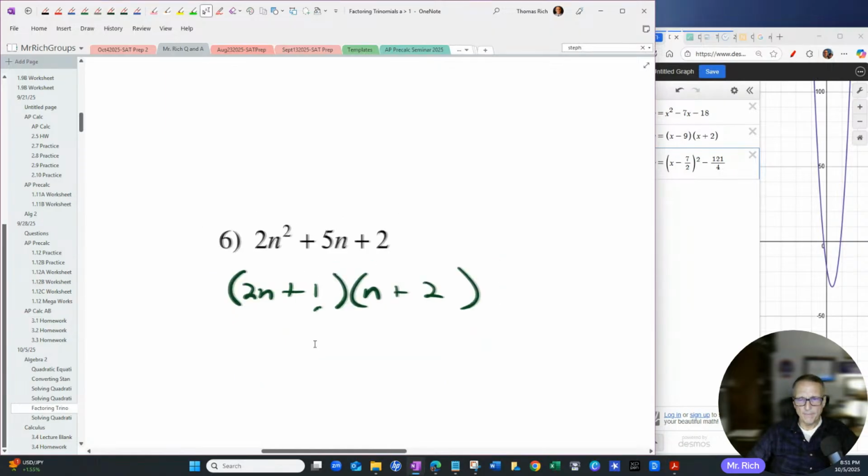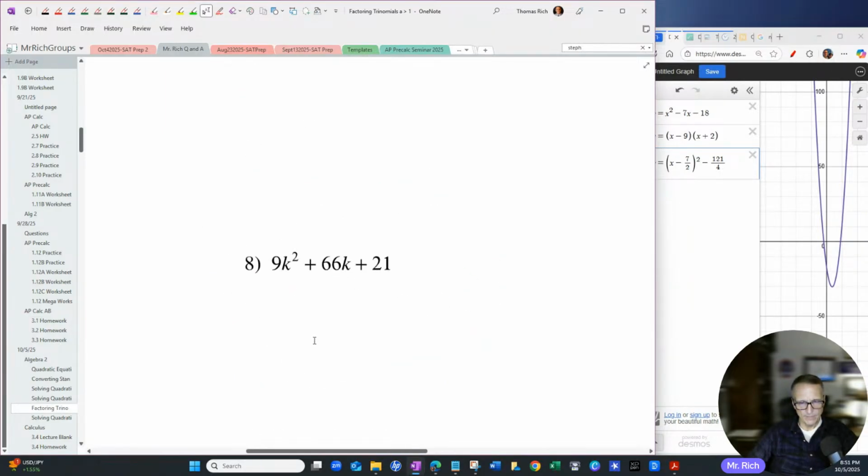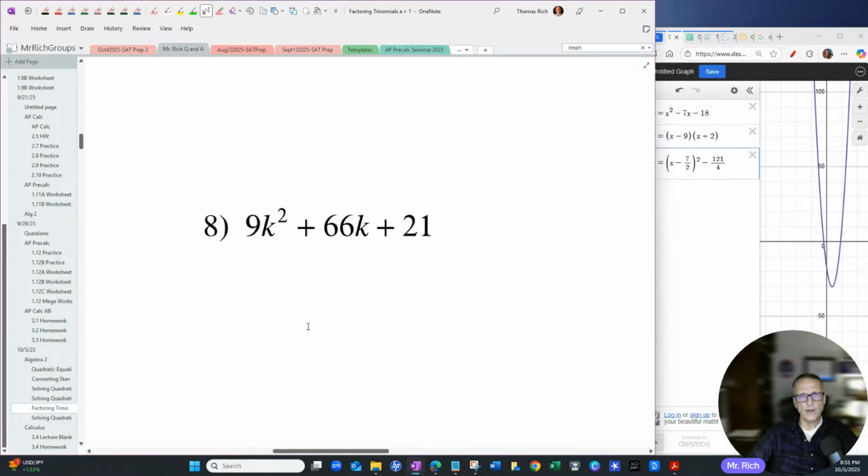So when you look at problems like this, that would not be a good one for trial and error, because there is more than one way that you could factor the 9k squared. It could be 9k and k, or 3k and 3k. Don't want to do trial and error there. I would probably go ahead and do an AC method.